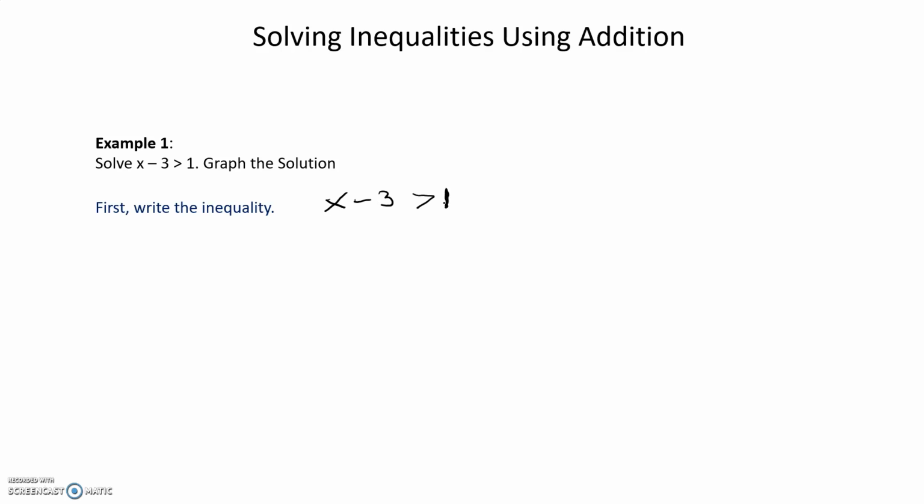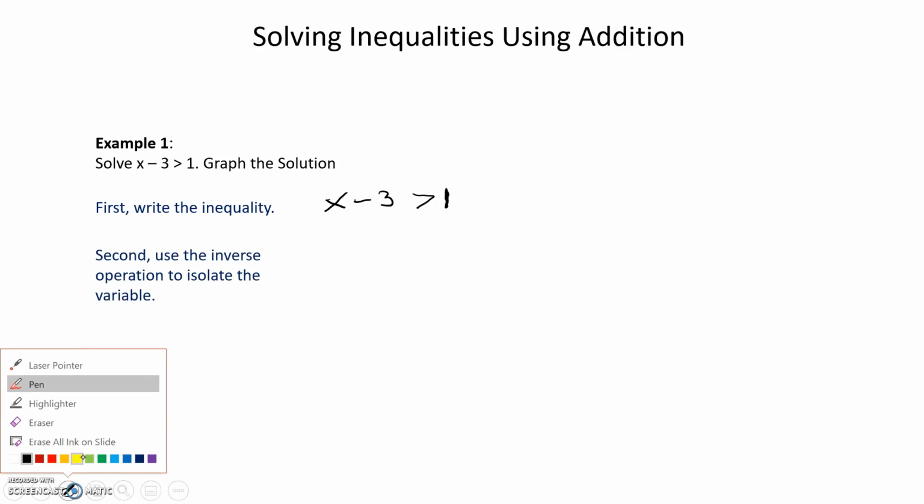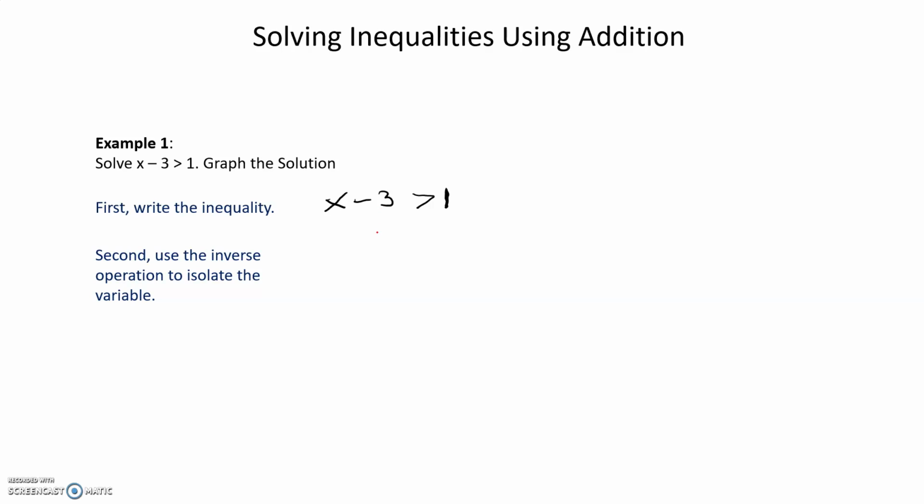All right, step two, I'm going to use inverse operation to solve the inequality. The inverse operation of subtraction is addition, so I'm going to add 3 to both sides. And then I'm left with x is greater than 4, because these cross each other out, and I add 3 to the other side, just like we did with the equation.